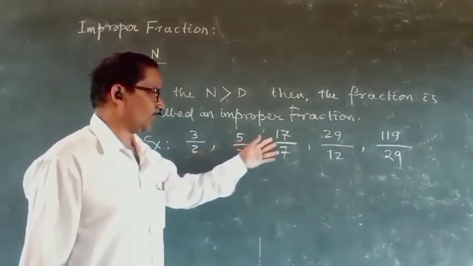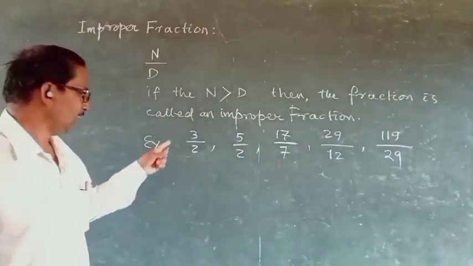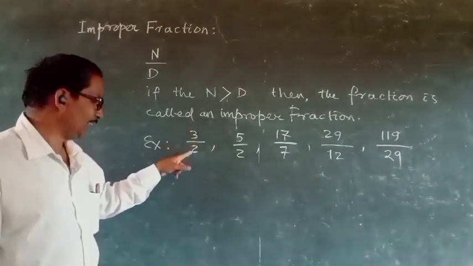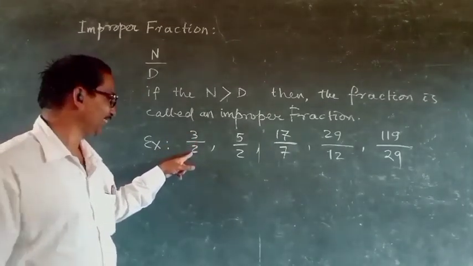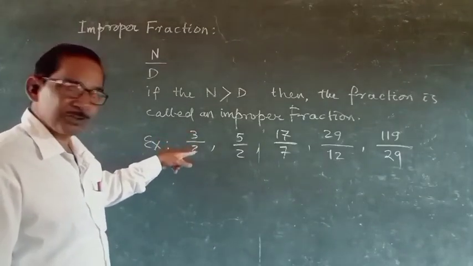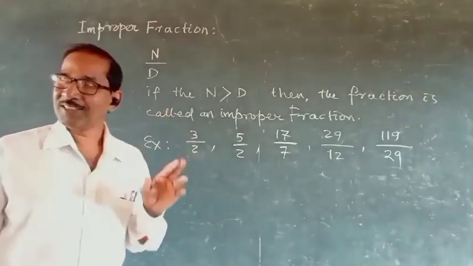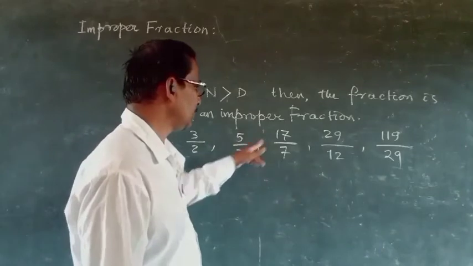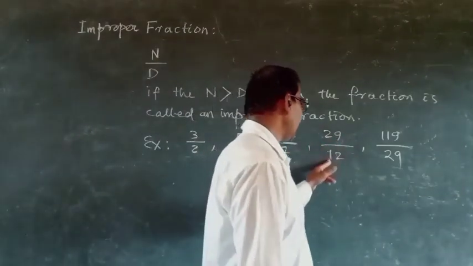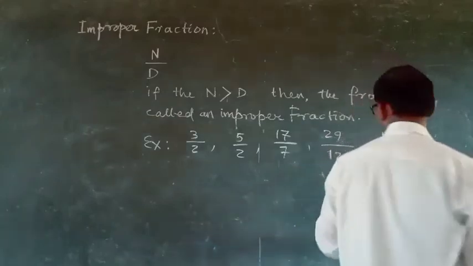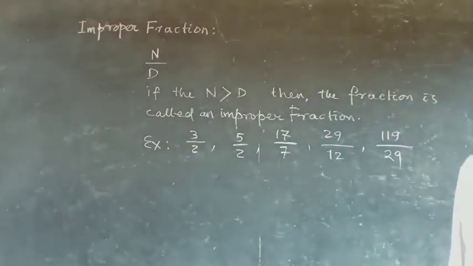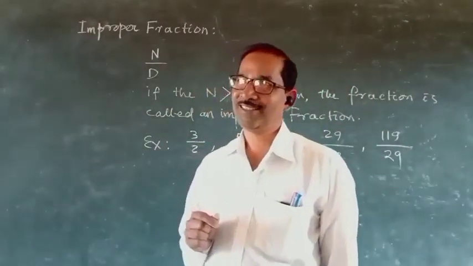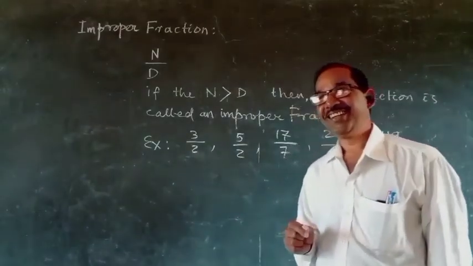I have written some fractions on the blackboard. You see here, in every fraction, the numerator is a big number and the denominator is a small number. Here you see 3 is greater than 2, so 3 by 2 is an improper fraction, right? Now here also you see 5 is greater than 2, 17 is greater than 7, 29 is greater than 12, and 29 is greater than 1. So in this example, we see all the numerators are greater than the denominators.